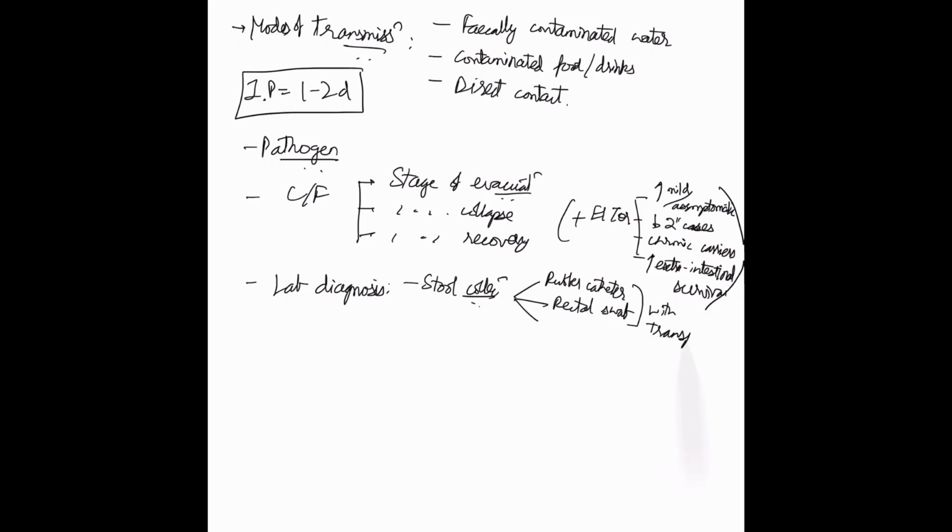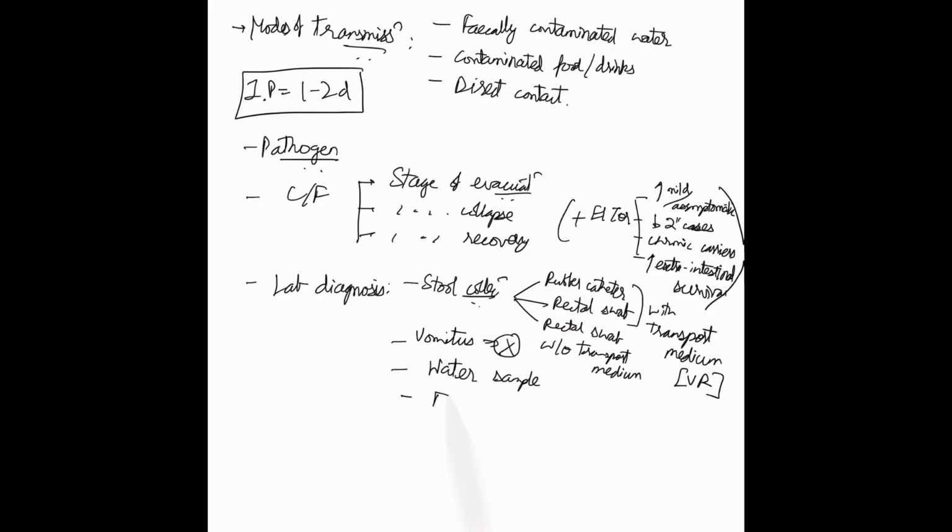Then lab diagnosis, stool collection, which has to be collected in a rubber catheter with transport medium and a rectal swab. You can also collect it as a rectal swab without transport medium, which is the Venkatraman Ramakrishnan medium. You cannot collect vomitus, it won't be useful. We also take water samples and food samples, and there's also a note on transportation of the stool sample.